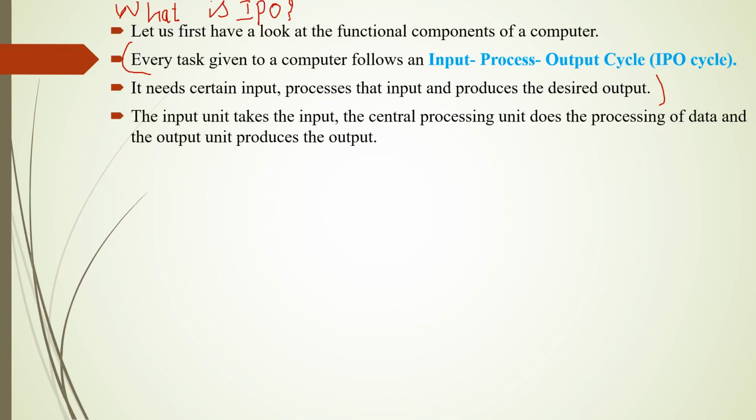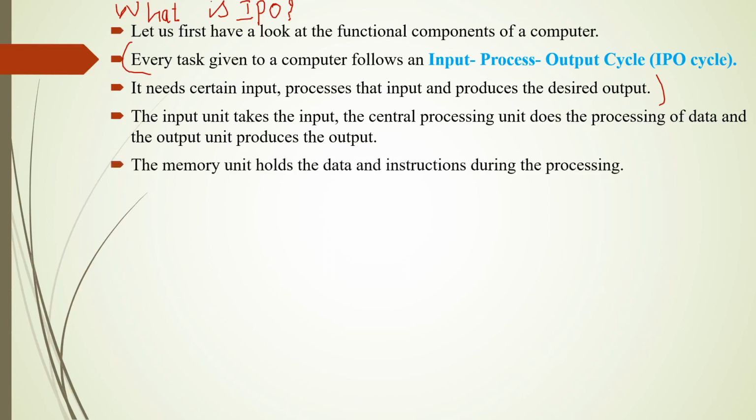Input is taken from the input unit, then the process is done inside the CPU and output is given. In this process, suppose we are typing something without saving a document, or opening Paint and drawing something, so without saving we are doing the work, what will happen? We didn't save anything, so where is it placed?